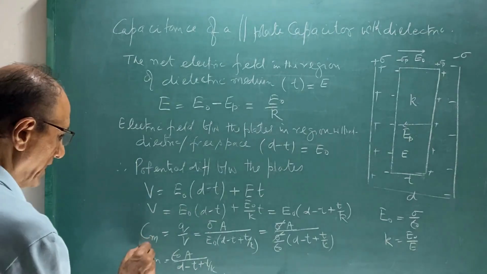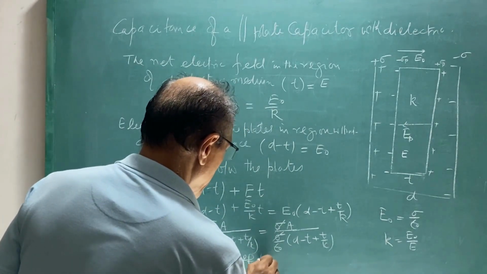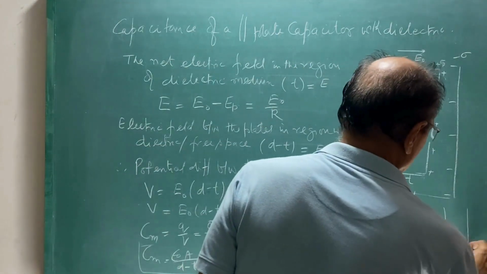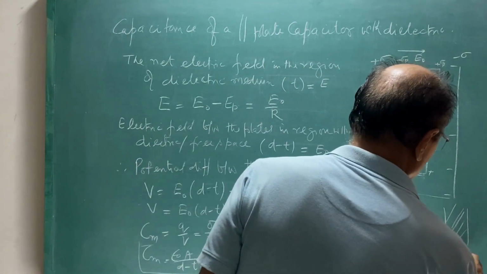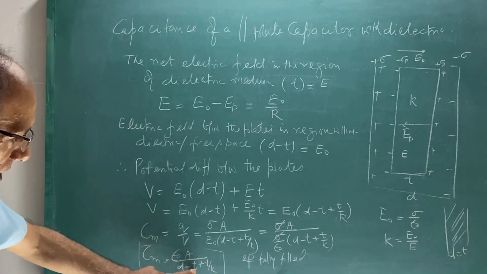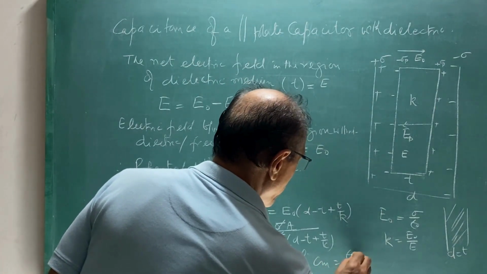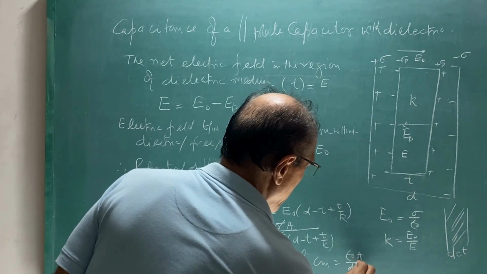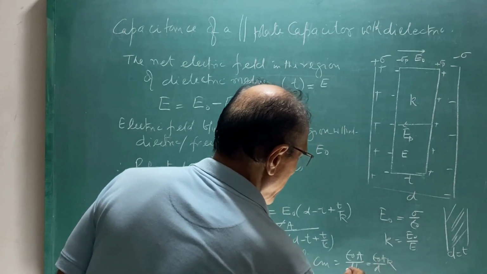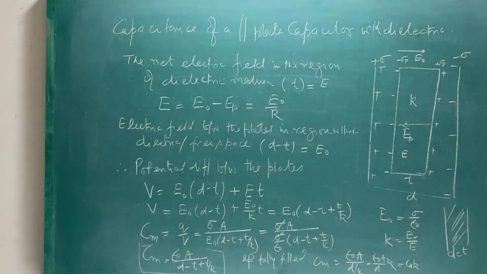So this is the result, and if fully filled, that means if the dielectric is completely filled, so that time D and T are same. So this D minus D will be 0 and this will be D by K. So then C medium will be equal to epsilon naught A upon D by K. That means epsilon naught A by D into K. That means C naught K. Let us understand once again.